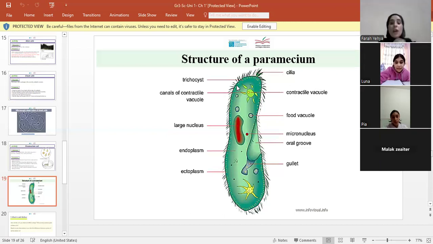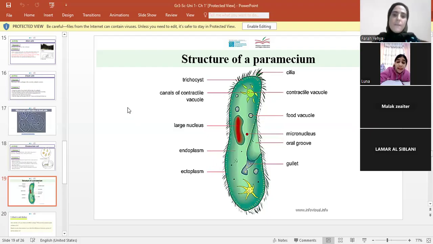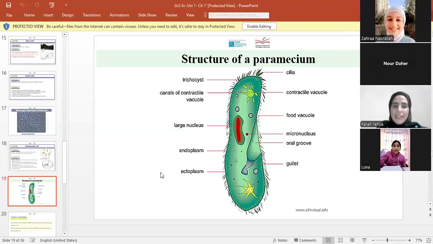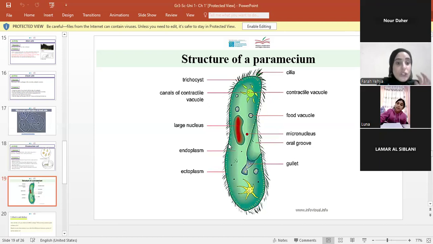Look, what does it have also? It has a nucleus. And it has a large vacuole. Which cell has a large vacuole? The onion cell, excellent, like the plant cell. Perfect. So do you know it has a vacuole in order to digest the food?